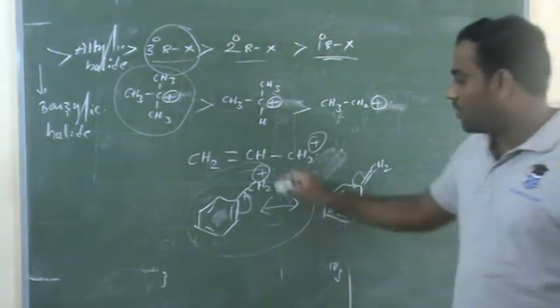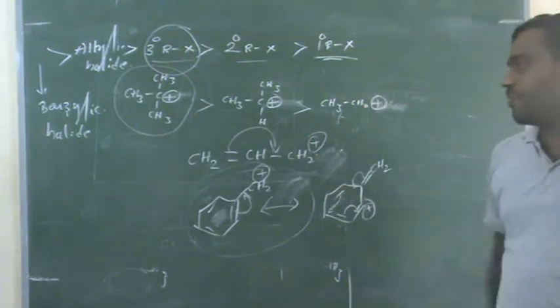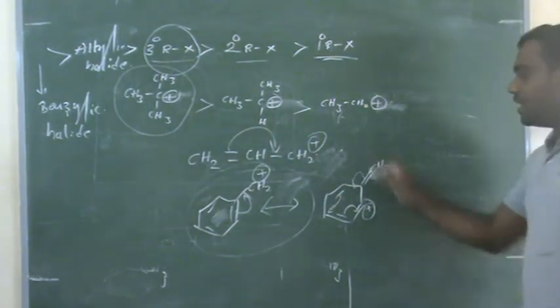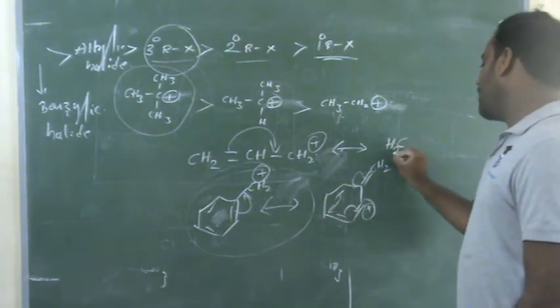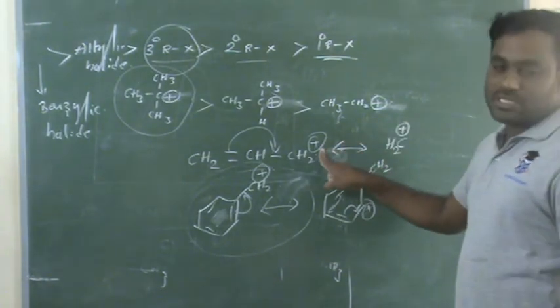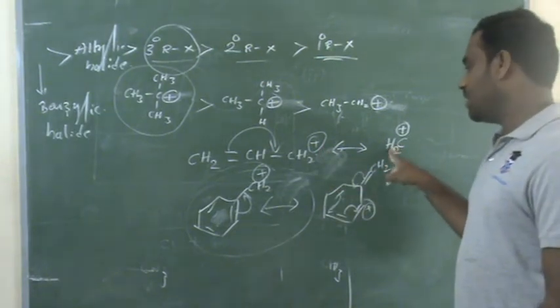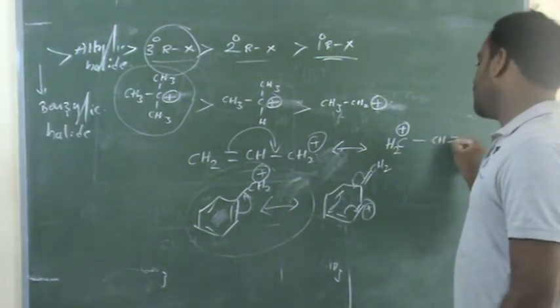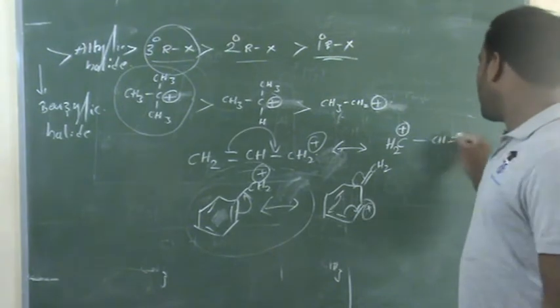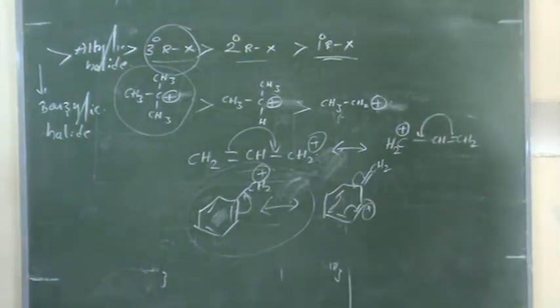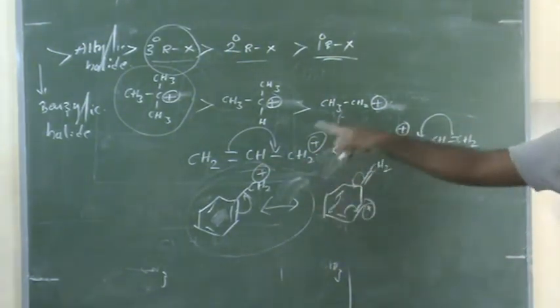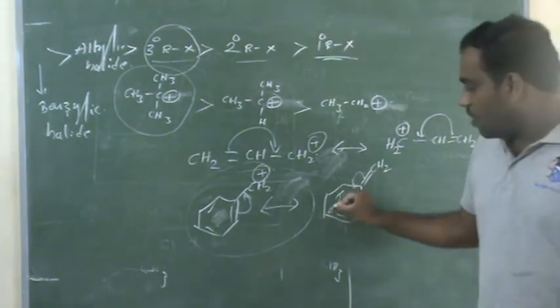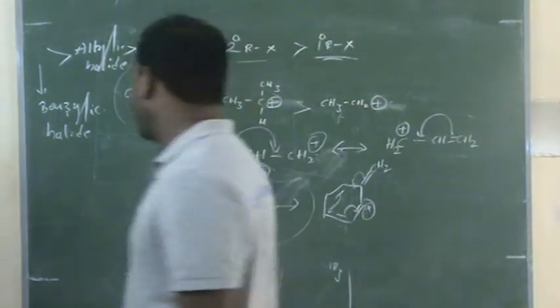when compared to benzylic. Why? Because this also involves resonance with the adjacent carbon-carbon double bond. What is the positive charge here? The positive charge comes here, and then the CH double bond C, these electrons come here, and the positive charge goes there again. This is called resonating structures.